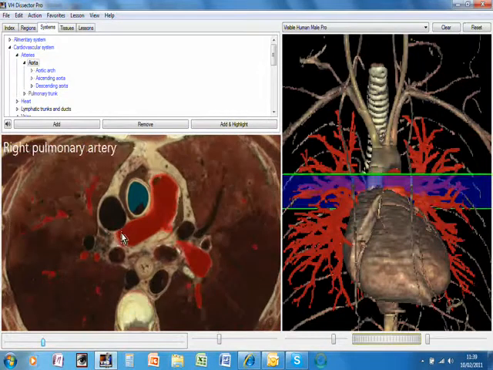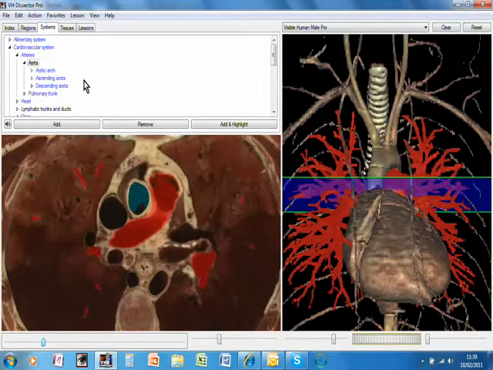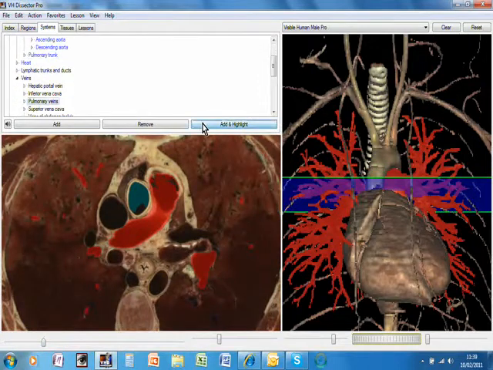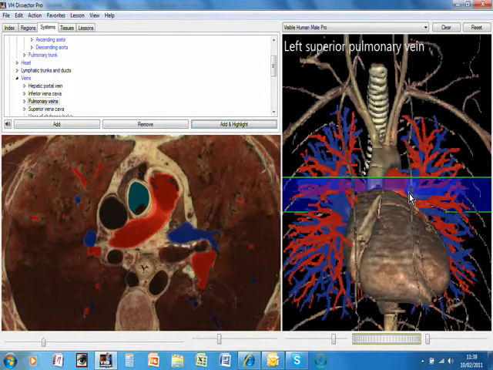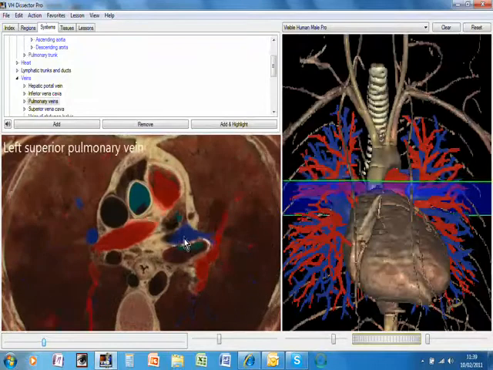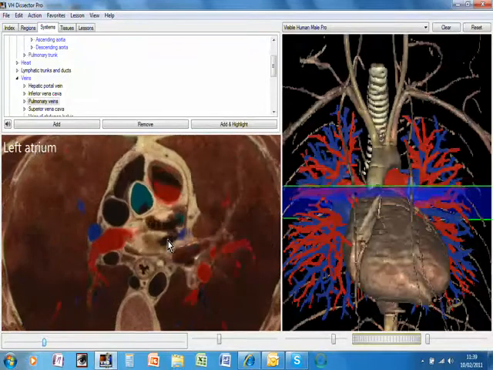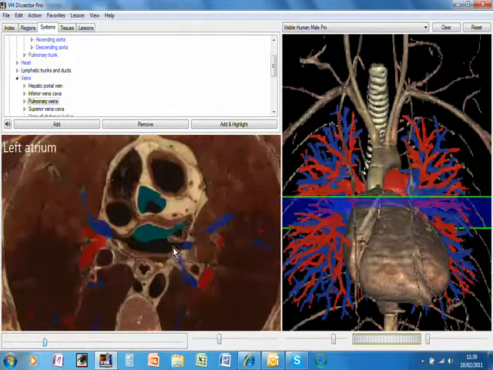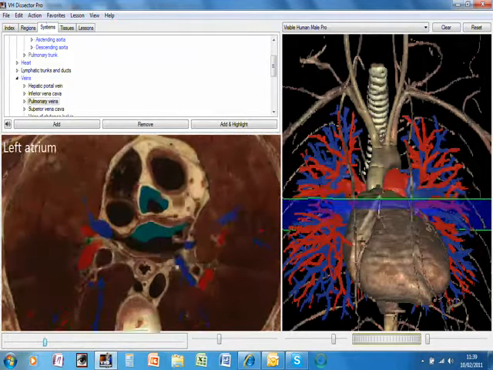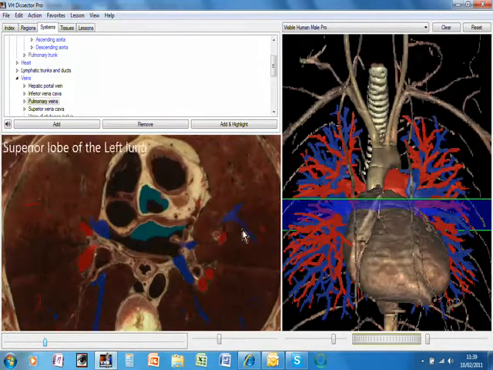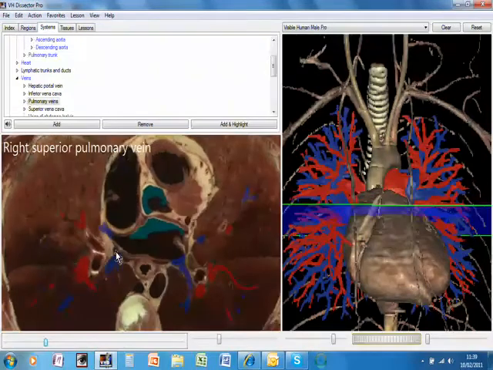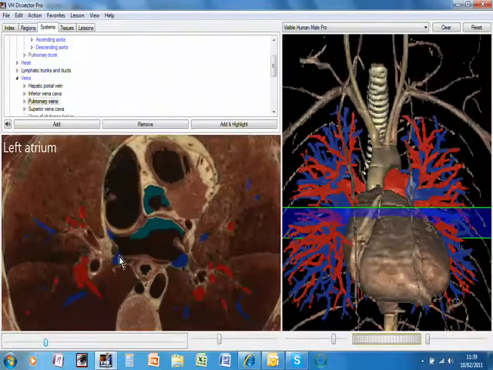If we keep scrolling down, we'll add in the pulmonary veins. As we scroll down, we should hit the pulmonary veins. Here are the pulmonary veins, and you'll see that they empty into the left atrium. So here's the left atrium, and you can see a pair of pulmonary veins here and segmental veins out in the lung parenchyma. Similarly, on the right hand side, you can see these two pairs of pulmonary veins.